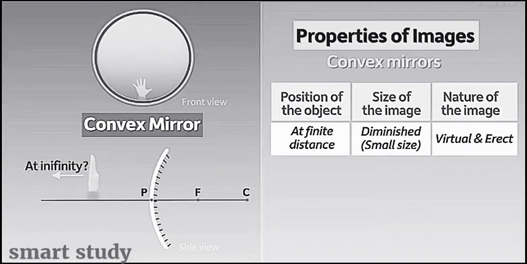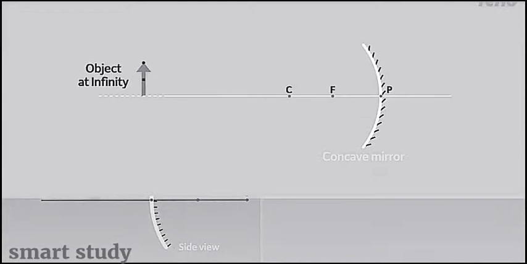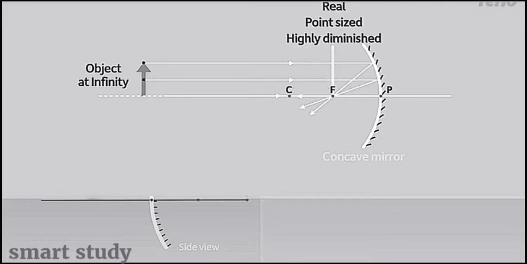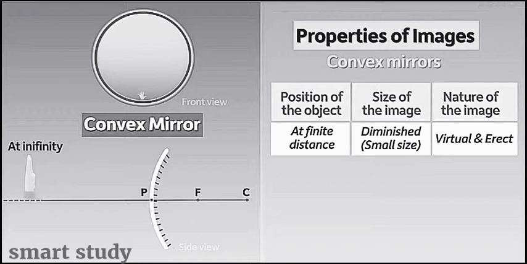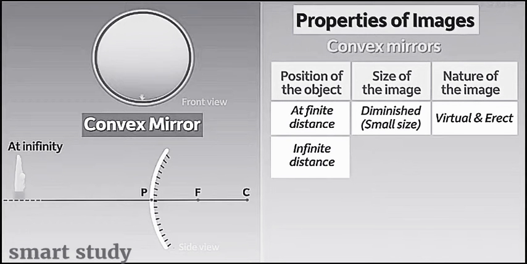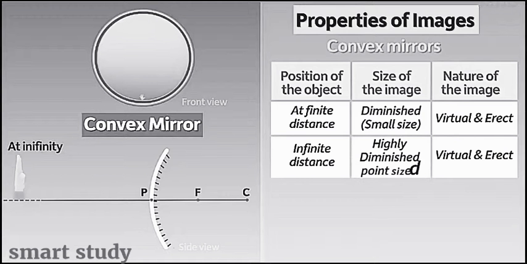Yes. What if the object is infinitely far away? Well, in the case of a concave mirror, when the object was infinitely far away, the image was formed at a single point. It was real, point-sized, and a highly diminished image. Point-sized means that the whole image of the object is formed at a single point. Here too, the same thing happens. Image formed is indeed point-sized. But here, the image is a virtual image. So when the object is kept at infinity, the image formed is virtual, point-sized, and highly diminished.